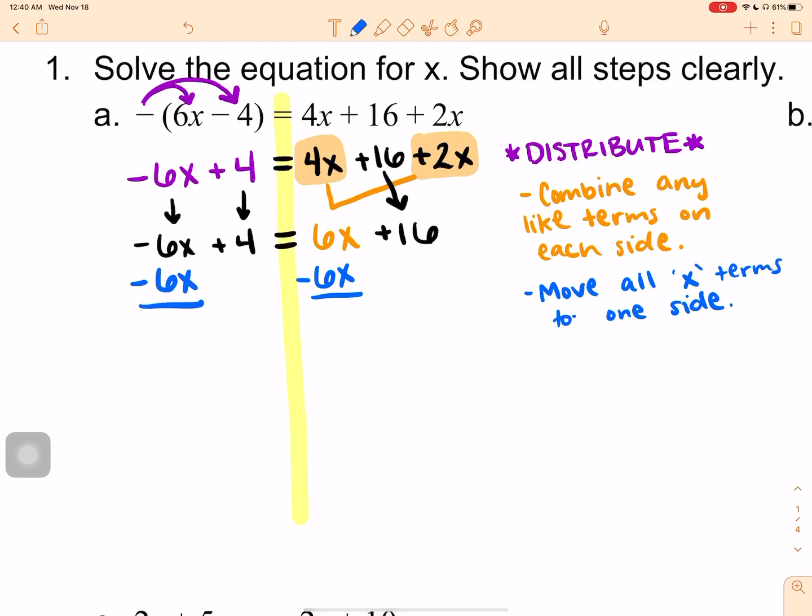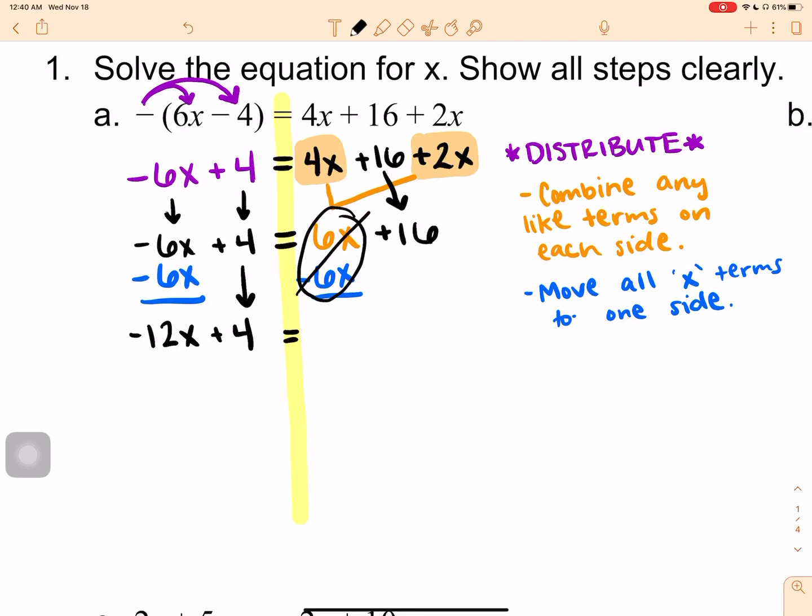And now you'll notice here where I put the minus 6x. I did not put it underneath the 4 because the 4 does not have an x. So I can only combine it with the other x term. So here now we have negative 6x minus 6x. That is negative 12x. Just going to bring down the 4. 6x minus 6x is 0. And then I'm just going to bring down the 16 here.